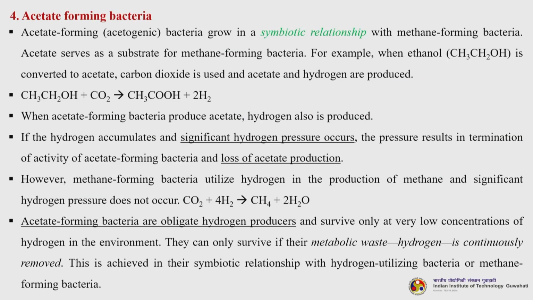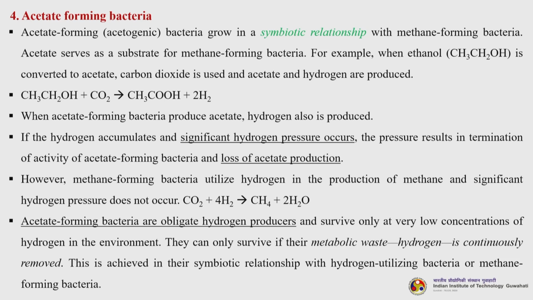Next is acetate forming bacteria. Acetate forming bacteria or acetogenic bacteria grow in a symbiotic relationship with methane forming bacteria. Acetate serves as a substrate for methane forming bacteria. For example, when ethanol is converted to acetate, carbon dioxide is used and acetate and hydrogen are produced. So, this is the reaction: ethanol plus carbon dioxide is converted to acetic acid plus 2 hydrogen.